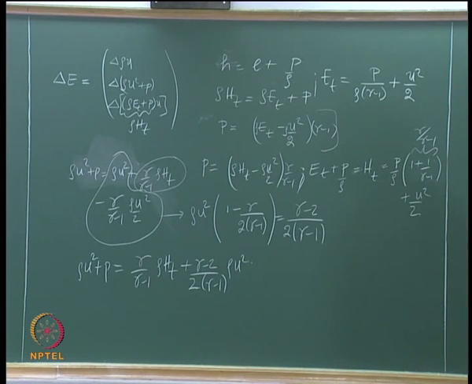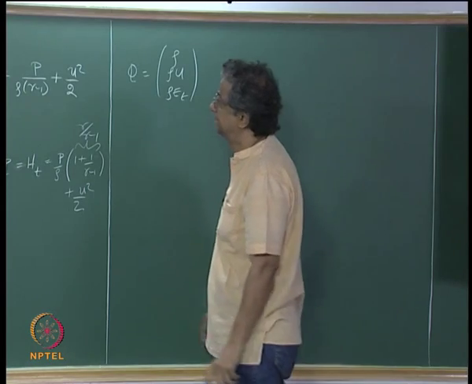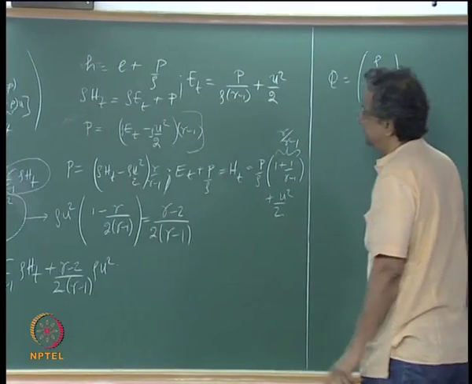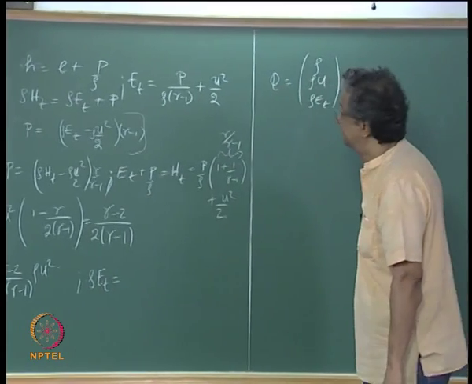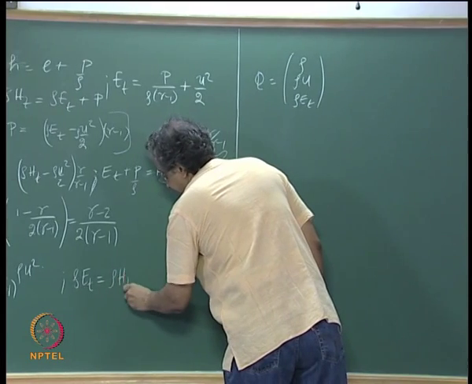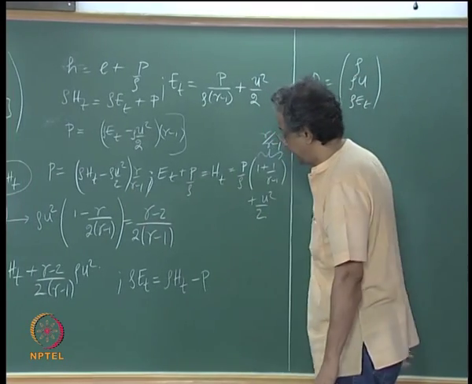Okay. Yeah, as I said, please check to make sure that there are no algebraic errors. Fine. So that's delta E. What about delta Q? So we need to just look at Q. Q is rho, rho u. That's easy. Rho E T, and we have made a substitution for rho E T already. Rho E T is rho H T minus P, and we have an expression for P in terms of rho H T.